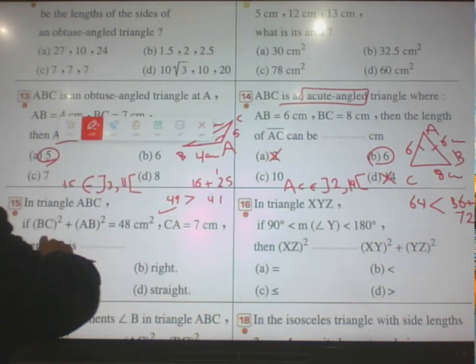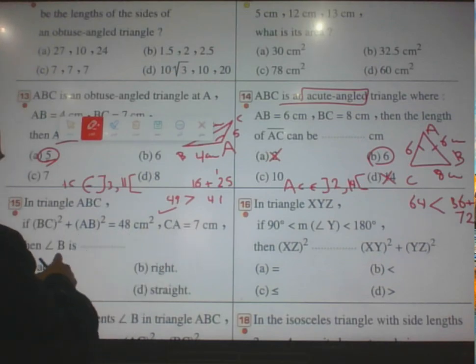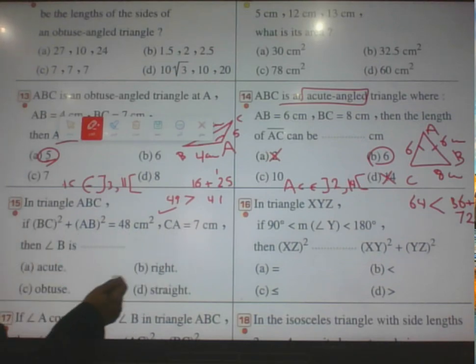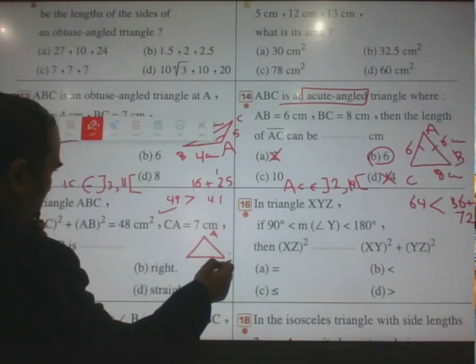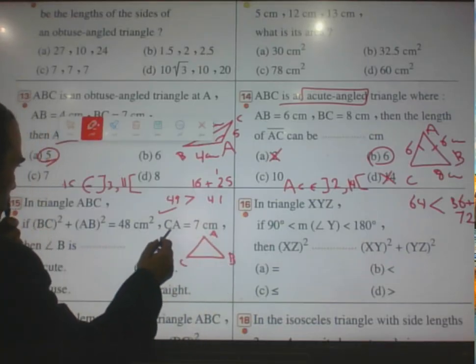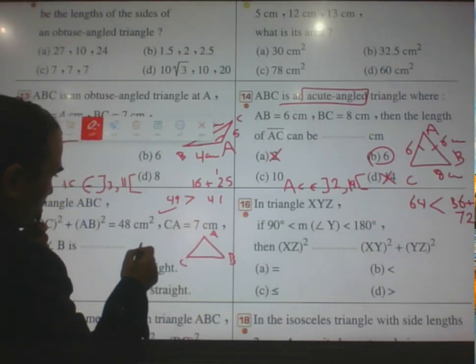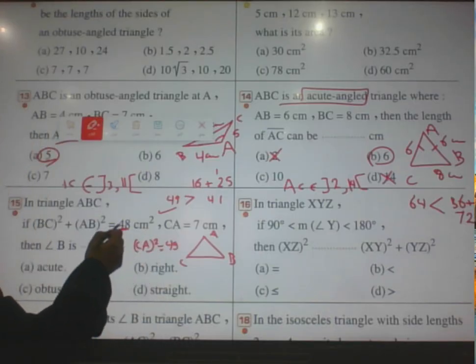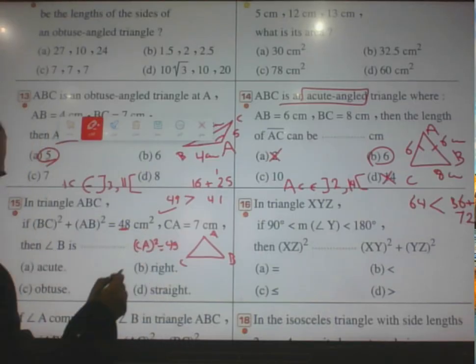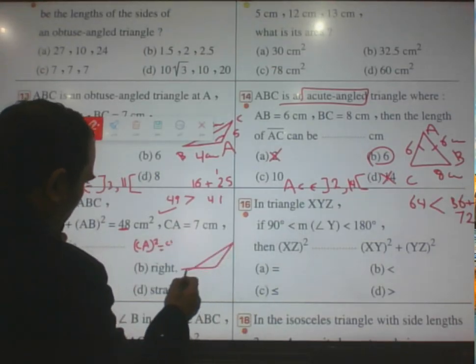Next question here, we have BC power 2 plus AB power 2 equals 48, and CA equals 7 centimeters. What is the angle B? Okay, we can write a triangle here like any triangle ABC, and CA power 2 will be 49. 49 is greater than 48, then it will be an obtuse angle triangle.